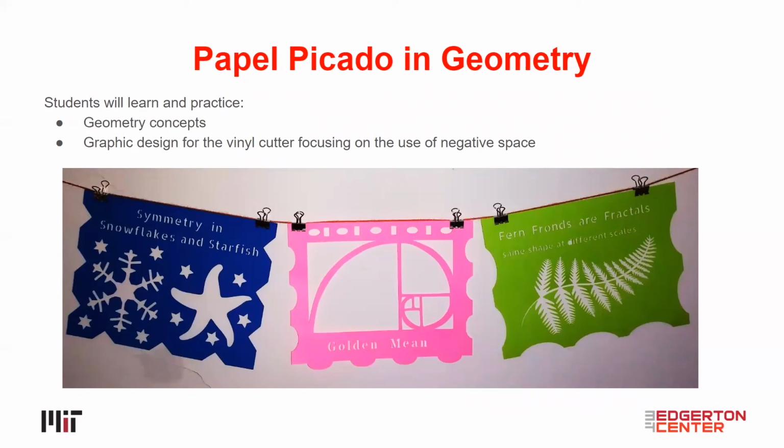The prompt for this project was to pick a concept in geometry and showcase it on a piece of papel picado banner. The geometric concepts shown here are symmetry in snowflakes and starfish, the golden mean, and fern fronds as fractals.